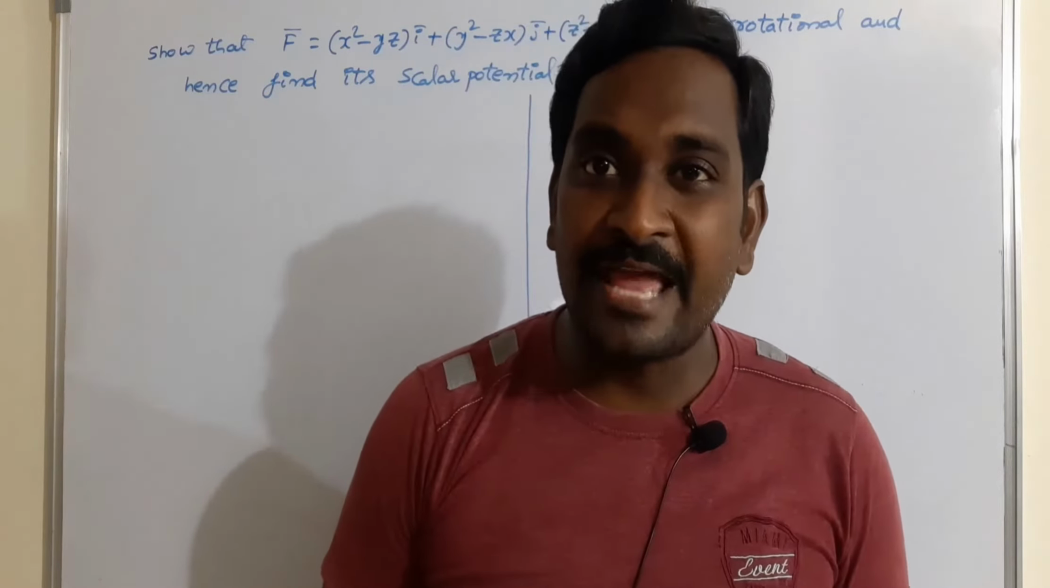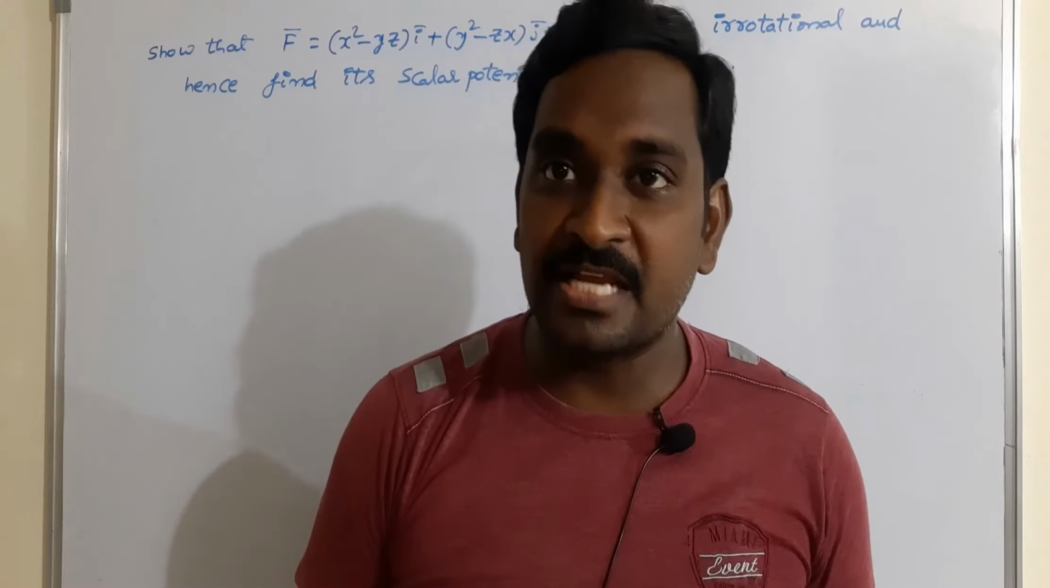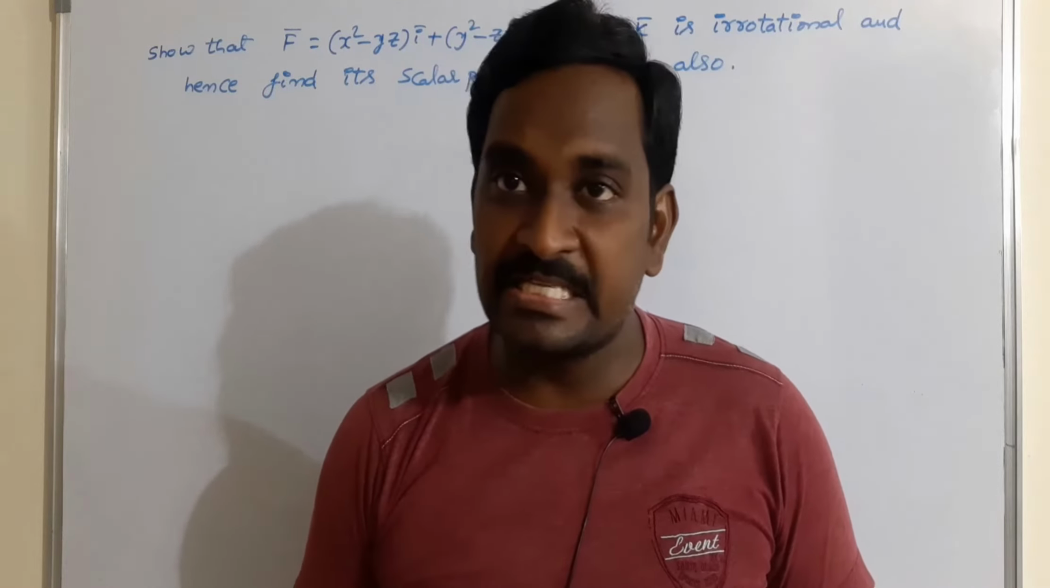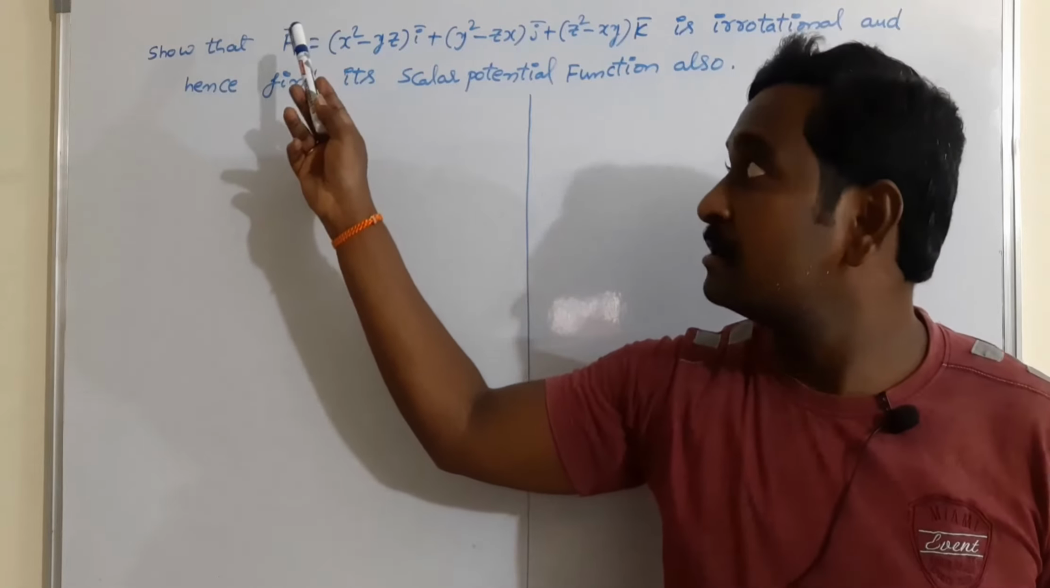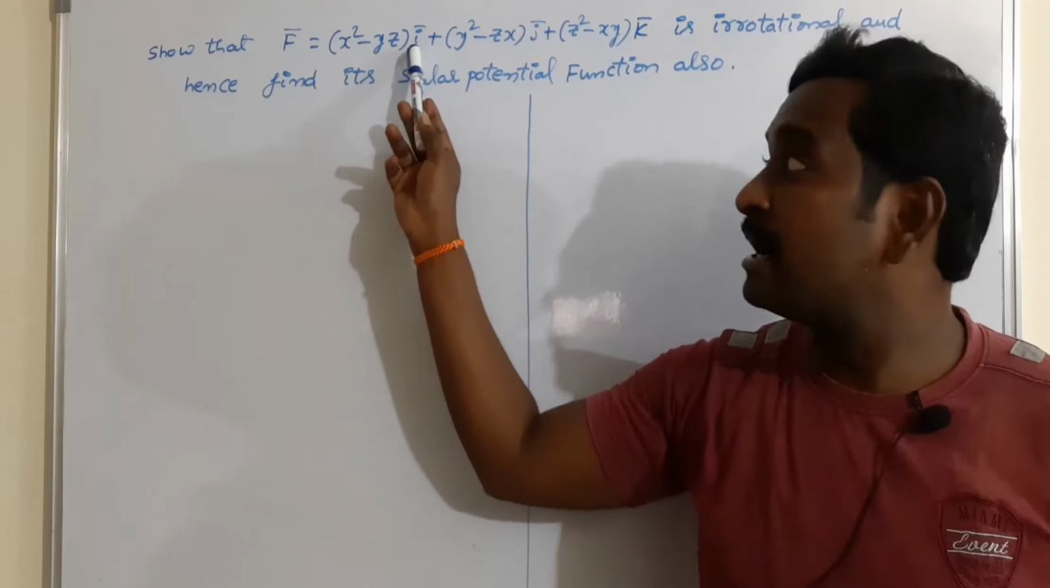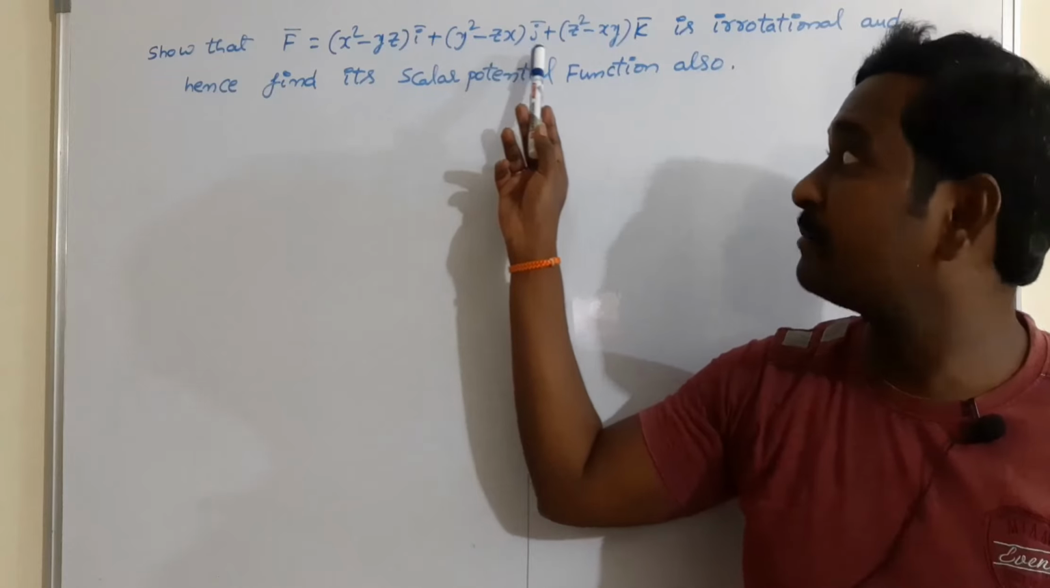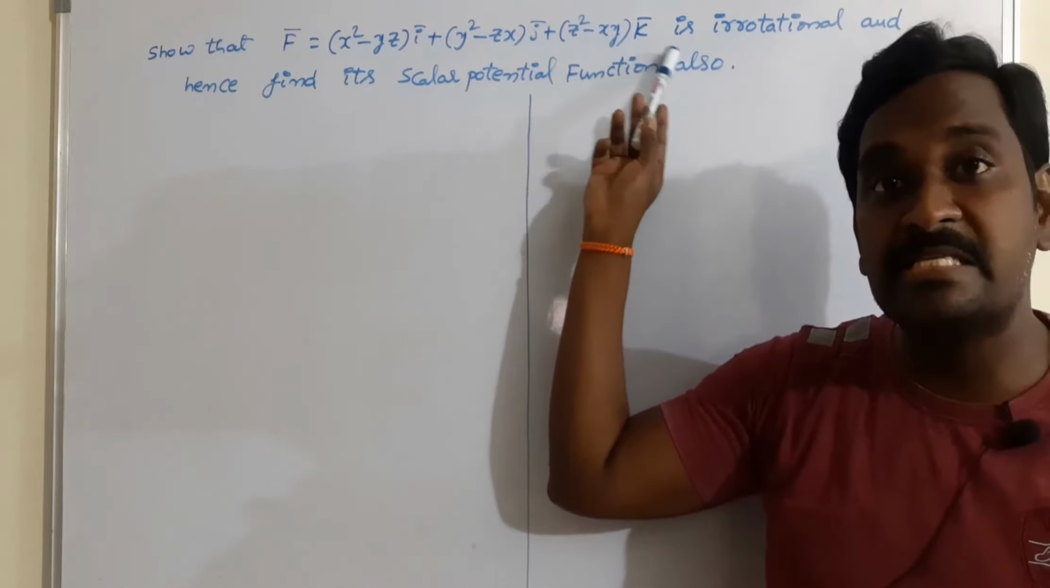In this video, I would like to give an example on irrotational and scalar potential function. See the statement of the given problem. Show that f bar is equal to x square minus yz into i bar plus y square minus zx into j bar plus z square minus xy into k bar is irrotational.